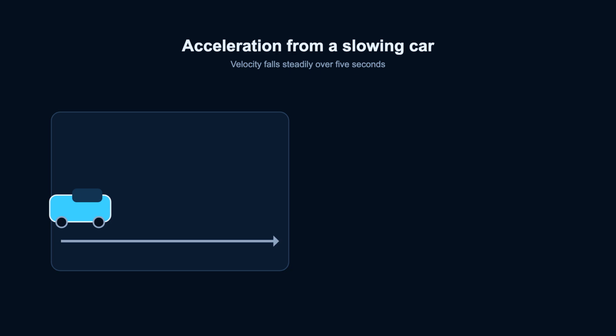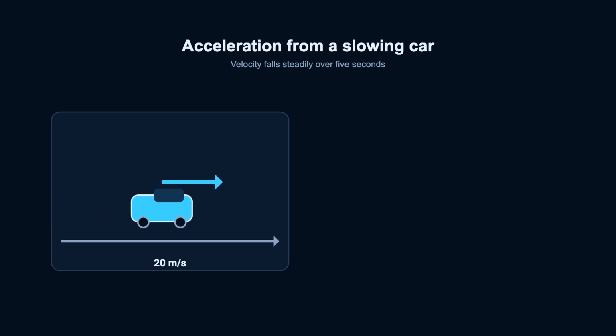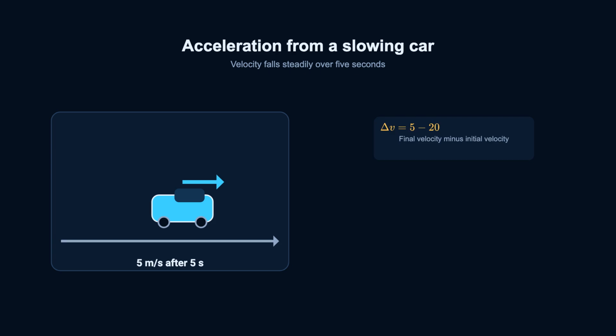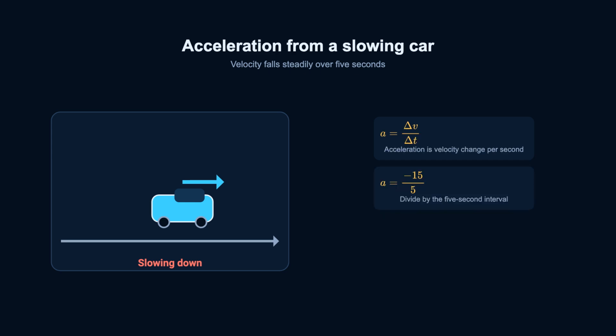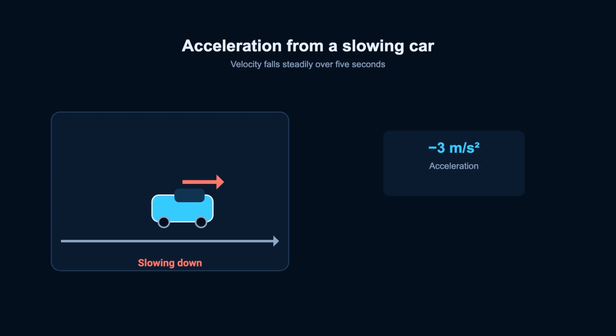A car's speed falls from 20 meters per second to 5 meters per second over 5 seconds. What's its acceleration? Change in velocity is 5 minus 20, giving negative 15 meters per second. Divide by the time, 5 seconds, and you get negative 3 meters per second squared. The negative sign confirms it's decelerating, exactly as we'd expect from a car slowing down.